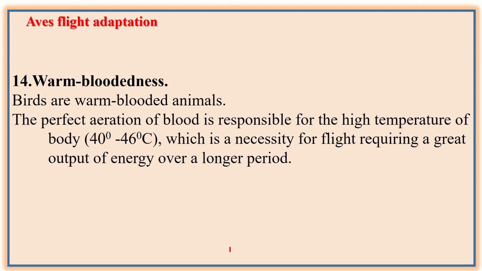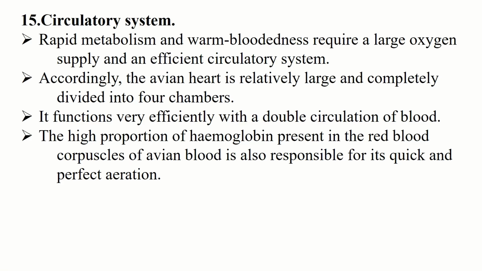Then the next flight adaptation, warm-bloodedness. Birds are warm blooded. They can maintain their body temperature despite changing environmental temperature. The perfect aeration of blood is responsible for the high body temperature, about 40 to 46 degrees Celsius, which is necessary for flight requiring a great output of energy over a long period. Next, the circulatory system.